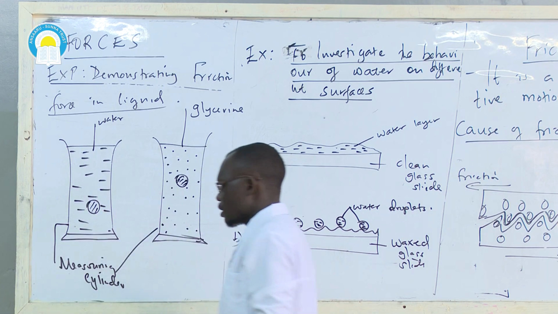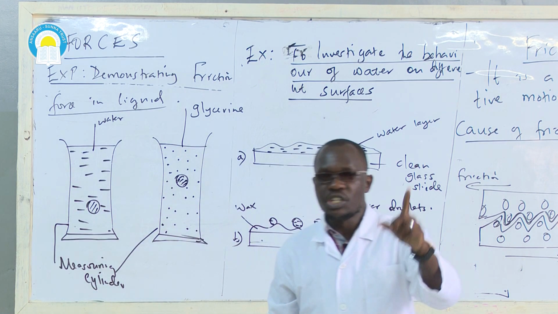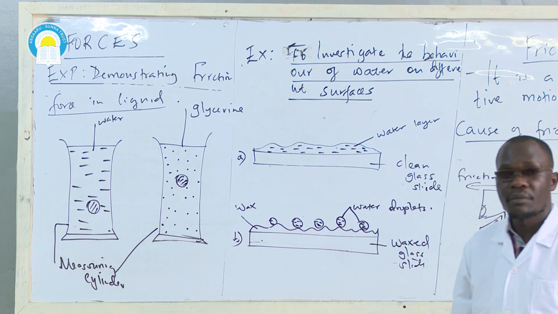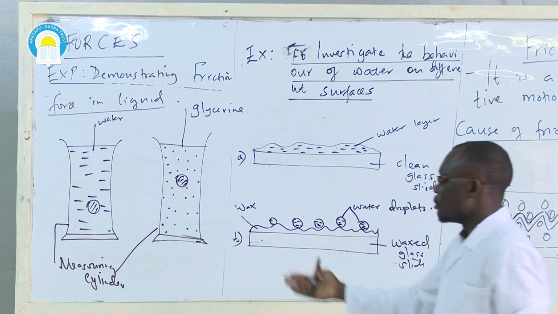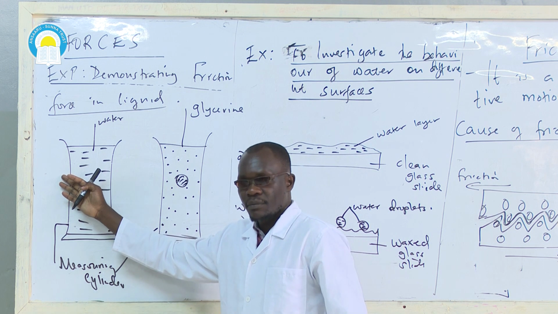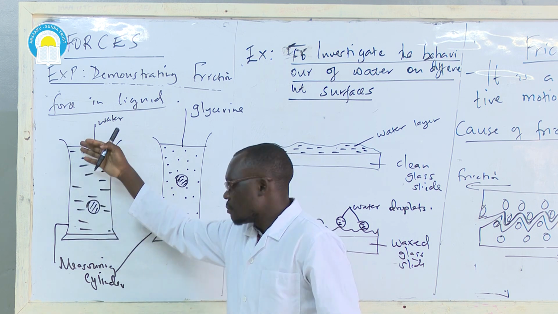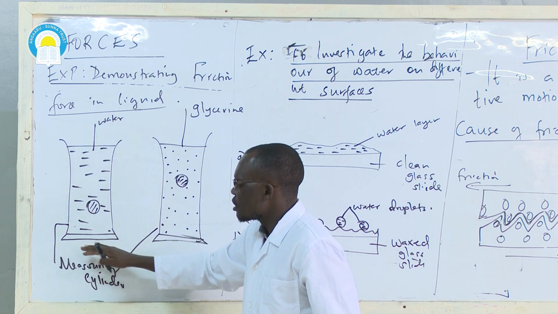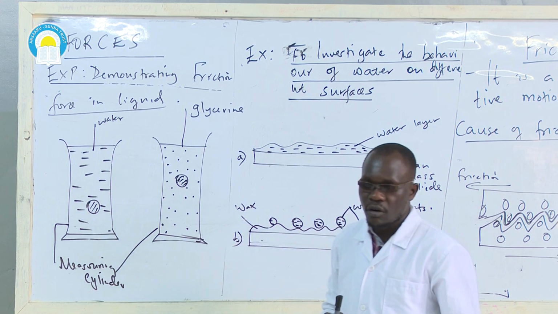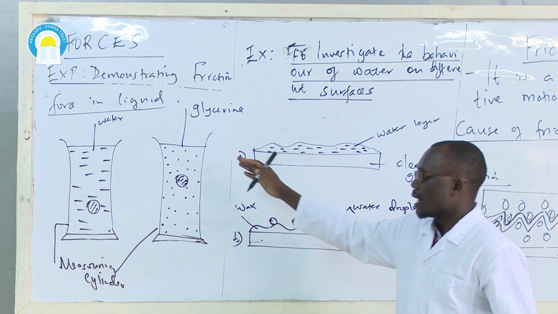the 2 liquids. There is one ball bearing which reaches the bottom end faster. And which ball bearing is that? It is the ball bearing in water. The ball bearing released in water reaches the bottom end faster compared to the ball bearing in glycerin.